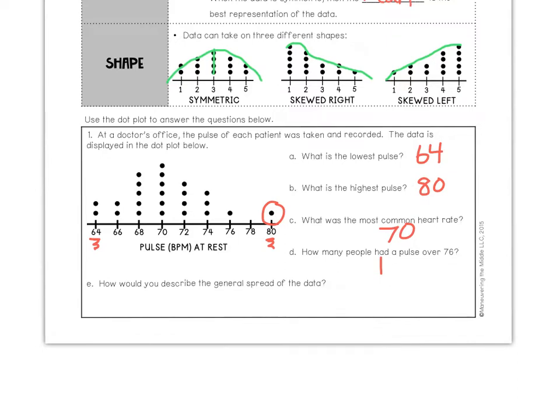How would you describe the general spread of the data? Remember, is it symmetric? Is it skewed right, or is it skewed left? So if I look at this, it kind of looks like a nice little mountain or a curve. So I would say that it's symmetric. Symmetrical. And 70 is the most common.